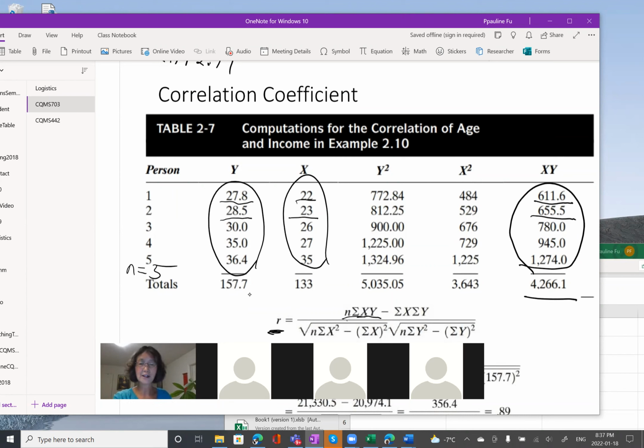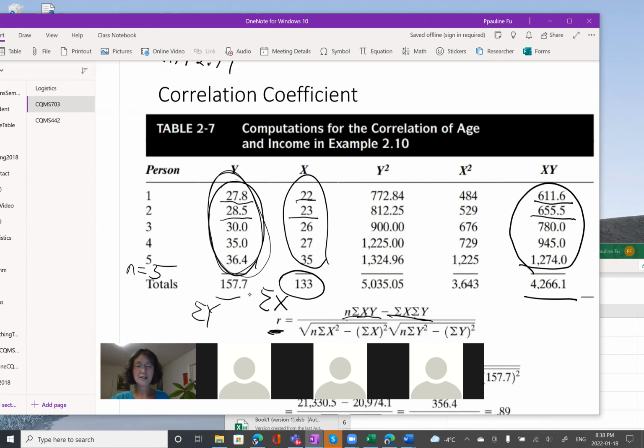Okay, this is the first item. Now the second item says sigma x times sigma y. What is sigma x? You add all the x. This is your sigma x, equal to 133. Sigma y means you add all the y together, add all these numbers together, and this number is sigma y. Sigma x times sigma y means 133 times 157.7. That is this item.